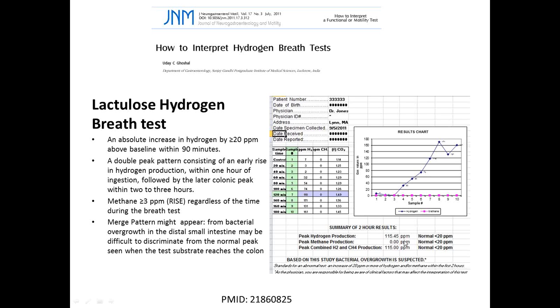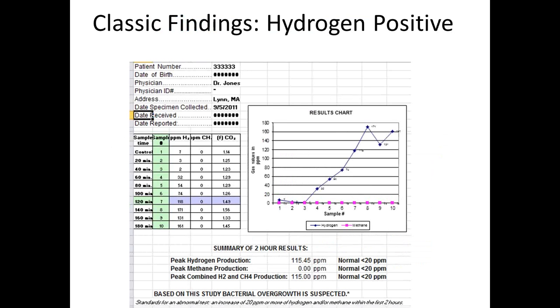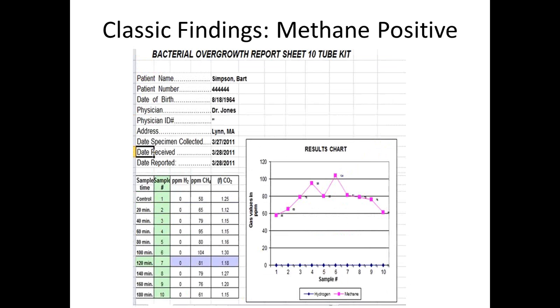Also, methane, which is indicated by this pink bar across the bottom, if that is greater than or equal to 3 parts per million rise at any time during the breath test, then it's considered a positive for bacterial overgrowth, which is methane positive. Sometimes a merge pattern may appear from the bacterial overgrowth, so you'll see an early spike, but there's no 2 peaks. So you'll see one merge pattern. I think I have an example of that later. And that is sometimes an equivocal result where you may have to make a decision on whether that is normal colon transit versus bacterial overgrowth. Again, another view of a positive test. And here's a view of a positive methane test.